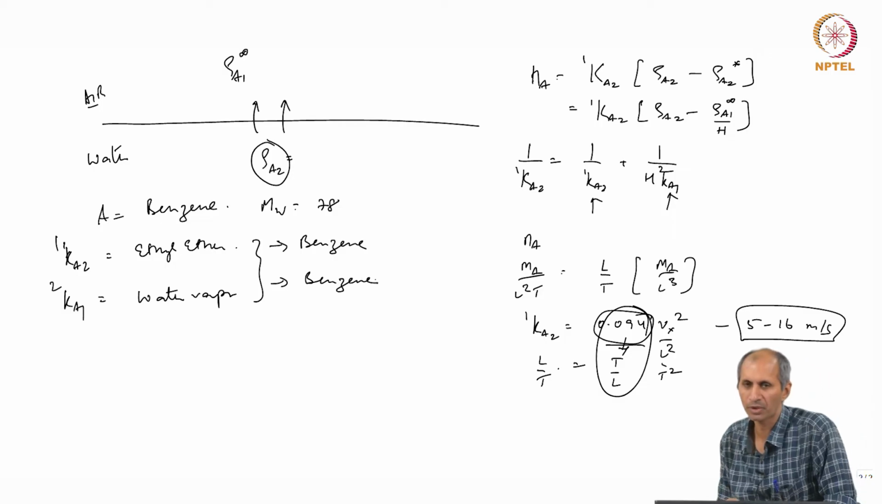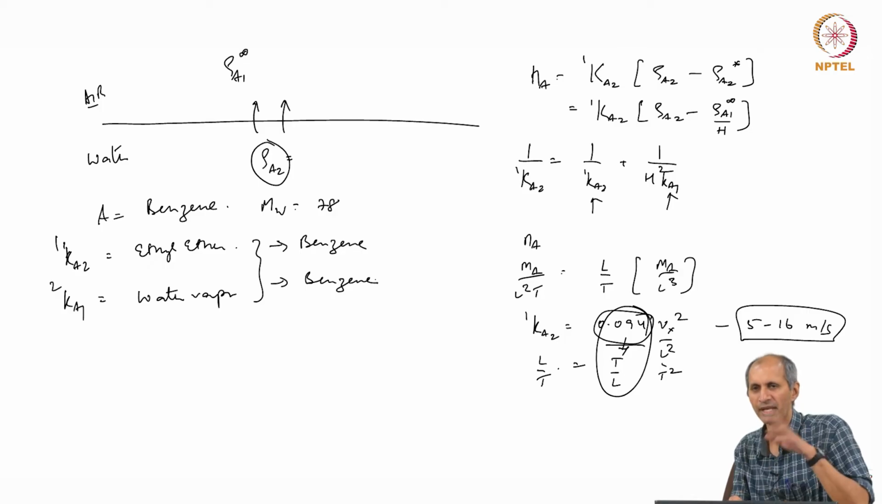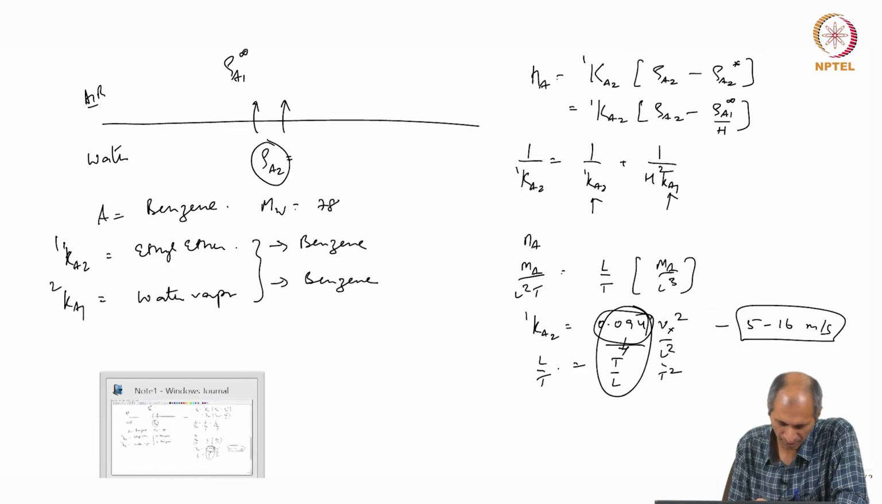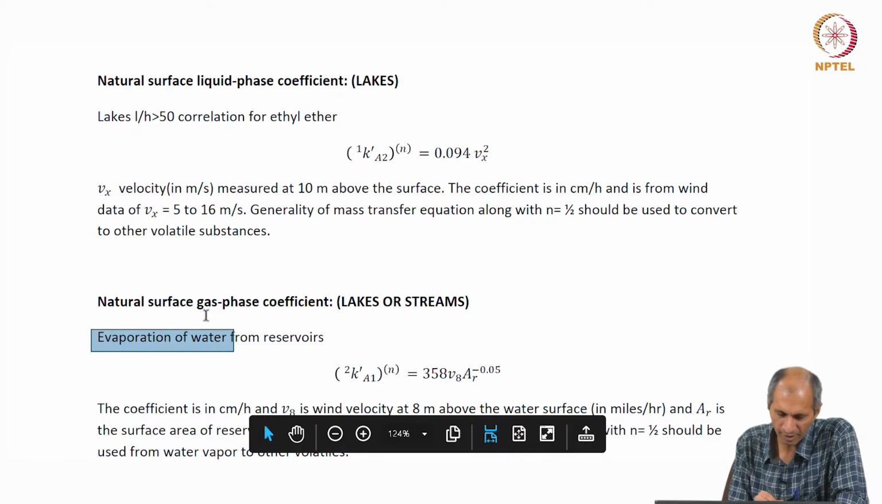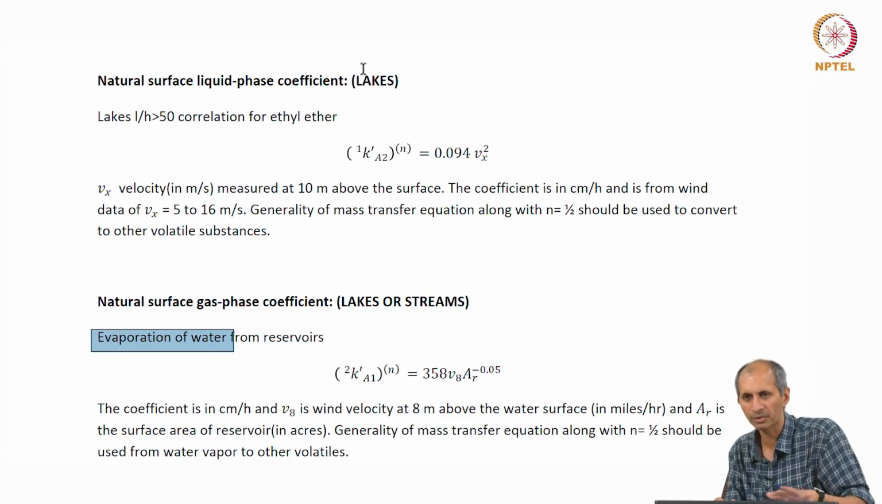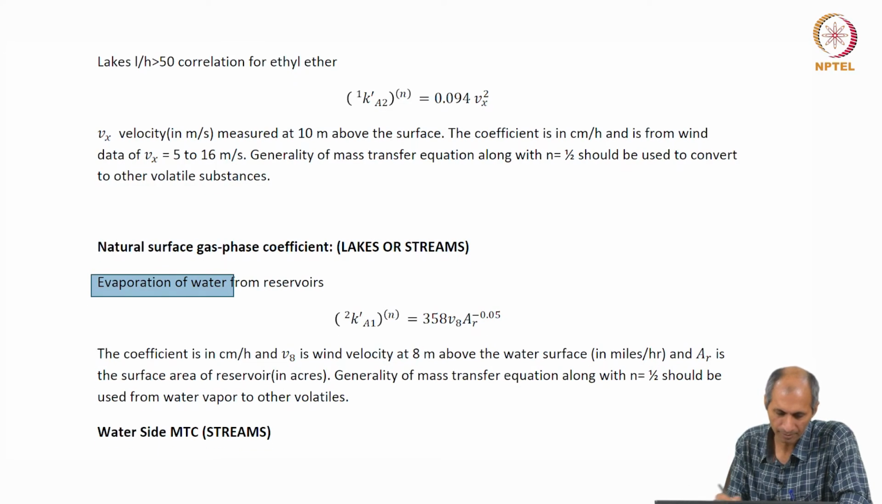First off, we pick those two correlations. If I am giving you an example, we are not asking you to use that correlation. But if you are looking at a system that is closest to your system, it says gas phase coefficient in lakes and or streams, this is only lakes. So, if your system is a lake and you want to look at this, we use these correlations as an example.